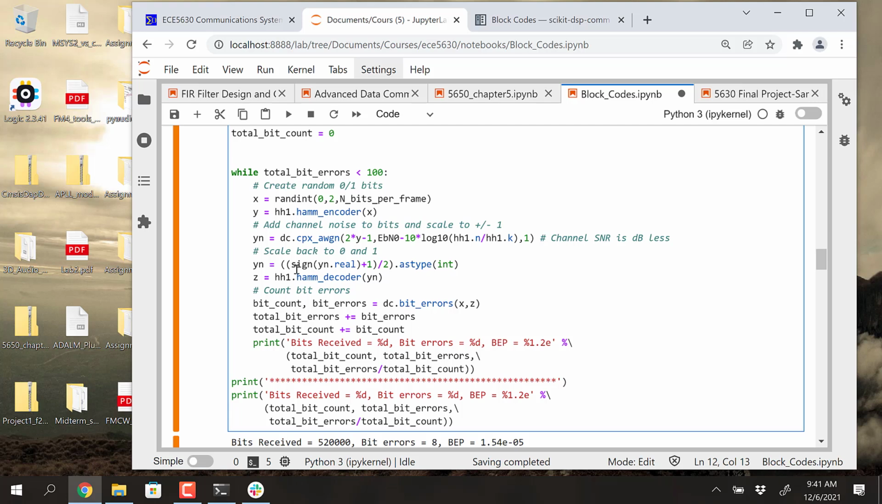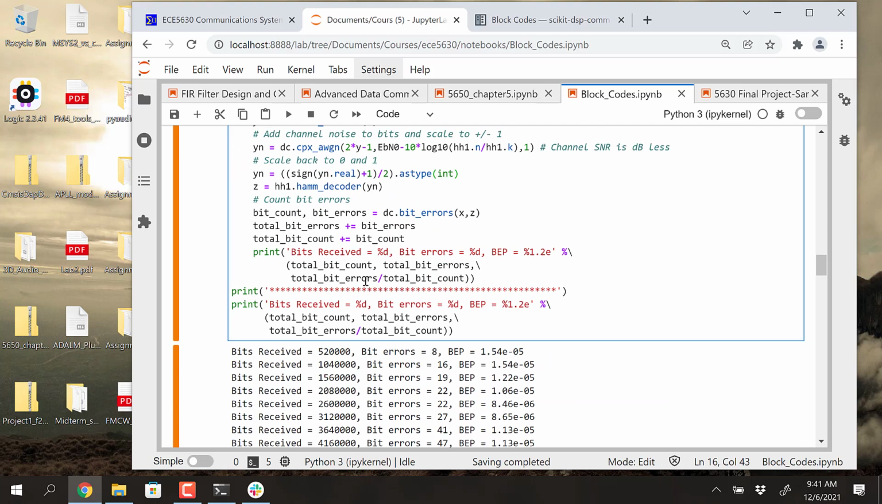And then he just does a simple hard decision like BPSK would do, converts it to float, or does a real conversion, adds 1 to it, so it's now going to switch between 0 and 2, I guess, and then divides it by 2, and now it's back to integers 0 and 1. Then the Hamming decoder takes over, then we count bit errors.